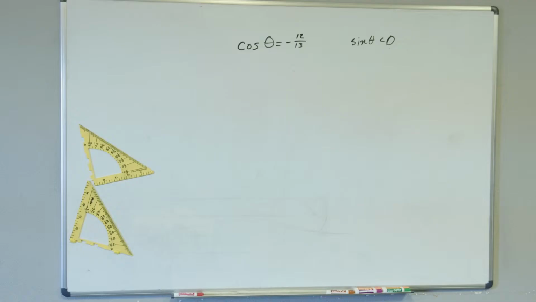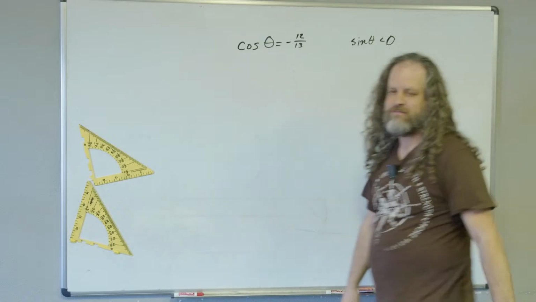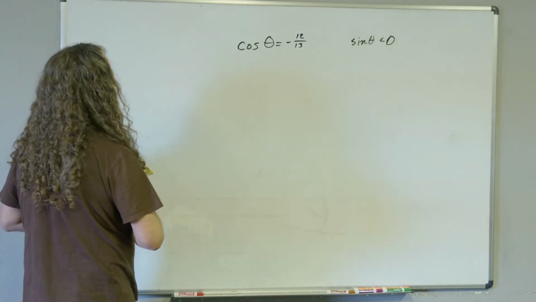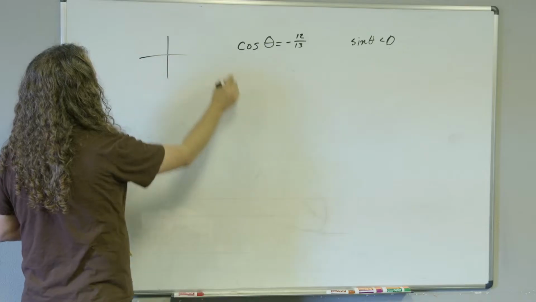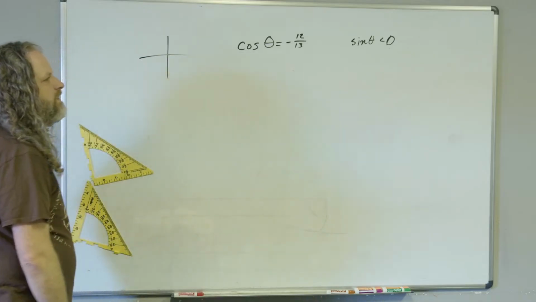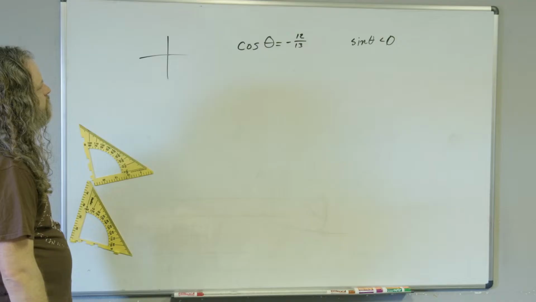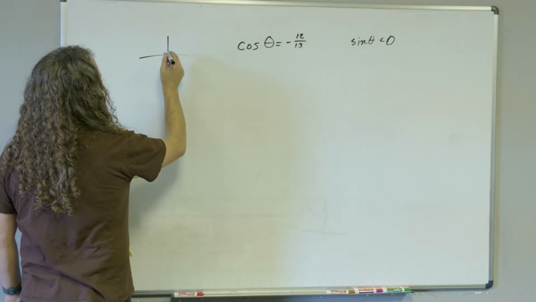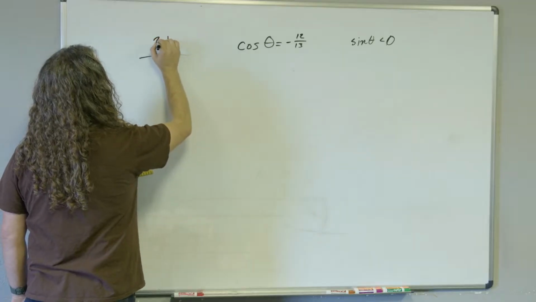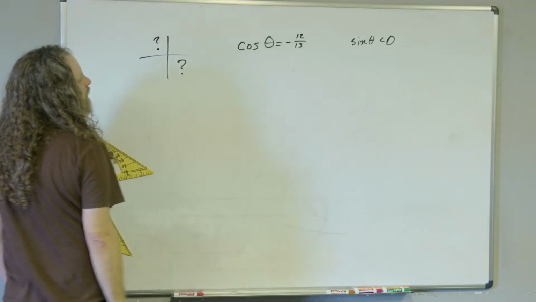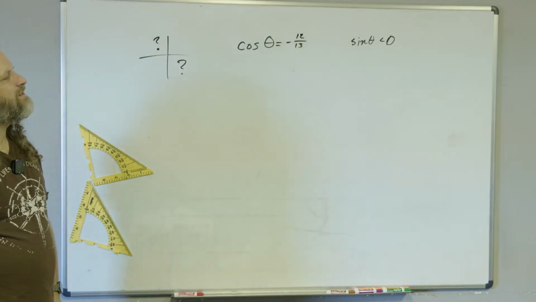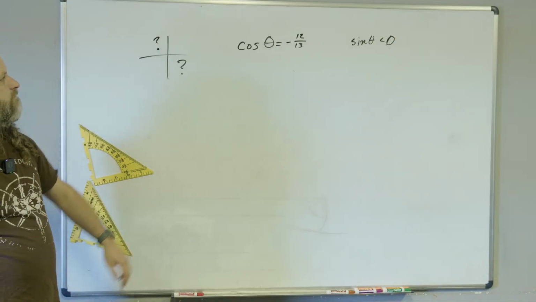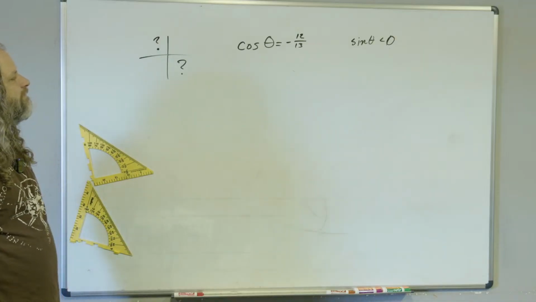What should we do? First of all, figure out where it could be, right? Where is cosine negative? Top left or bottom left. The sine is negative and so is the cosine. Cosine is positive in the bottom right. So it has to be bottom left.